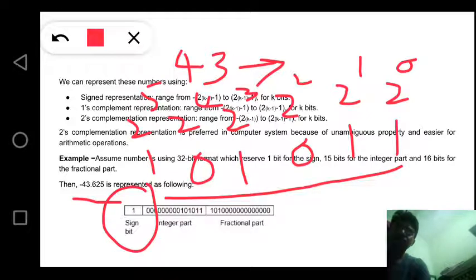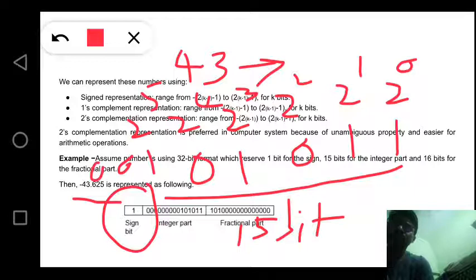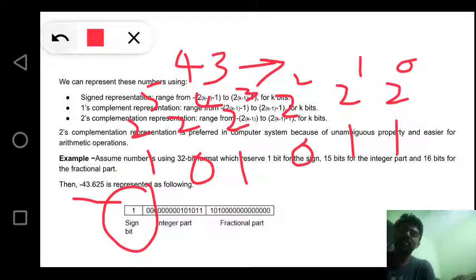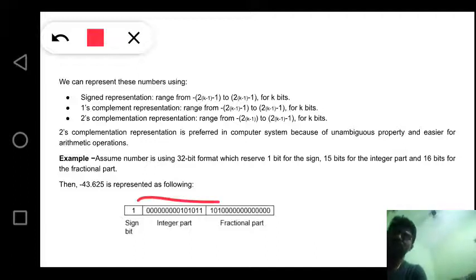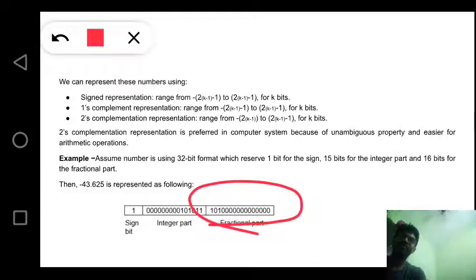But I said you reserved 15 bits for this integer part. So for the 6 bits we have, you just add 9 bits of 0. That becomes the integer part.